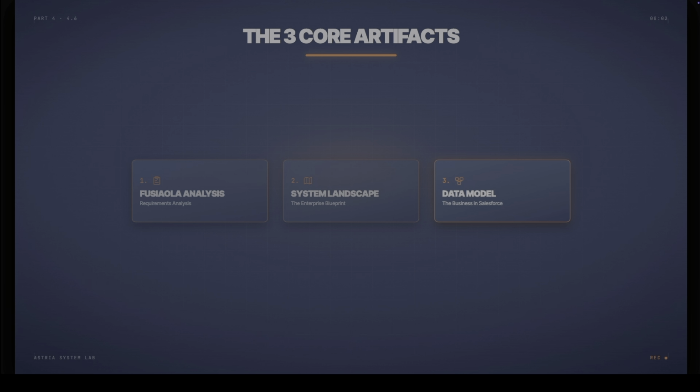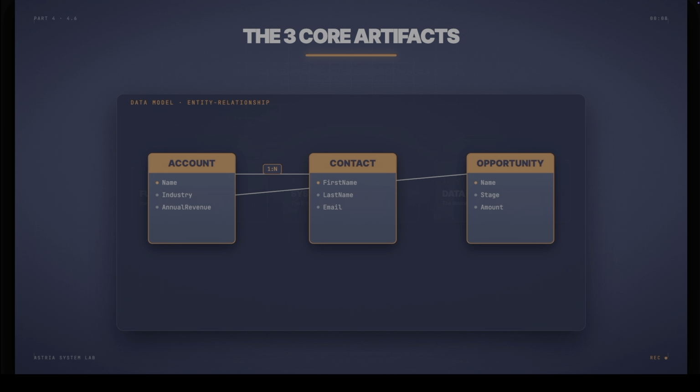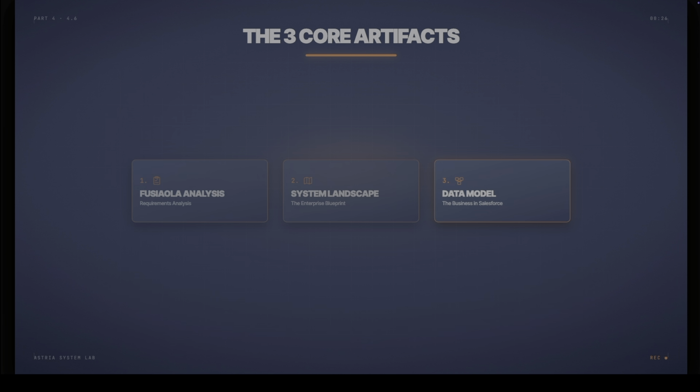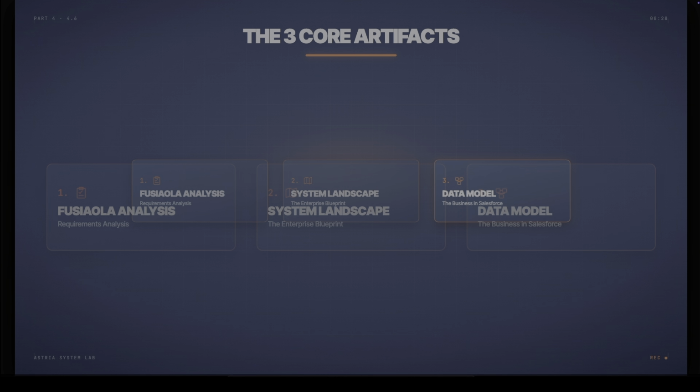Number 3, the data model. This is how the business gets represented inside Salesforce. Objects, fields, relationships. Visually, it is an entity relationship diagram. Boxes representing standard and custom objects. Lines showing how they connect. Cardinalities labeled. Key fields called out. The data model is the foundation everything else in the solution depends on.